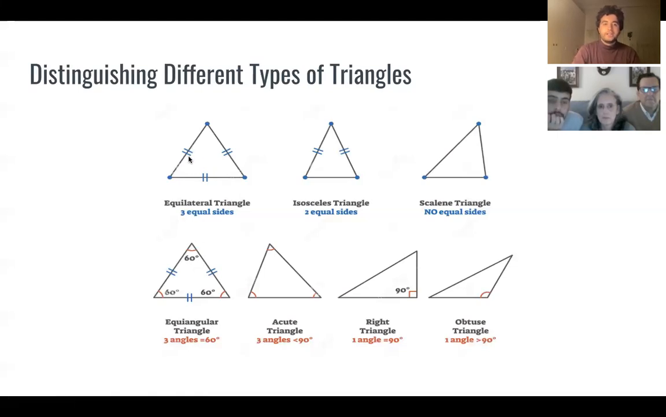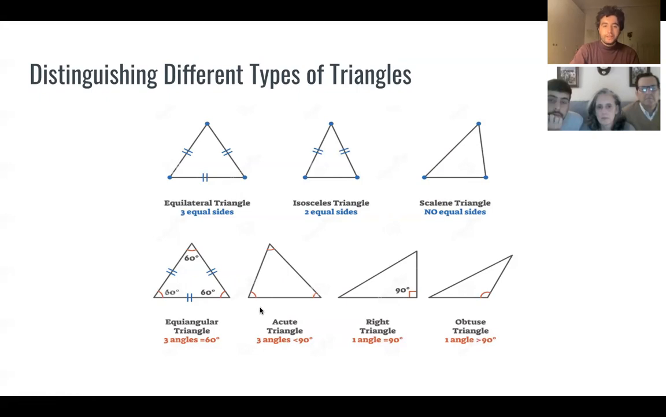So as you can see, an equilateral triangle has 3 identical sides and also 3 identical angles. All of the angles are 60 degrees because they are all the same and they must add up to 180. 180 divided by 3 is 60. An isosceles triangle has 2 equal sides, which means that 2 of the angles are identical. And a scalene triangle has no equal sides, which means that none of the angles are the same.